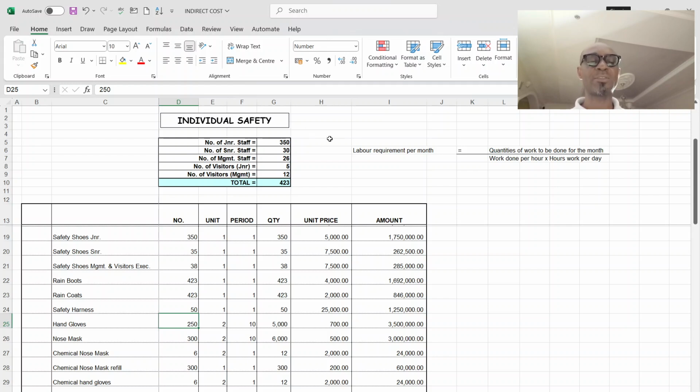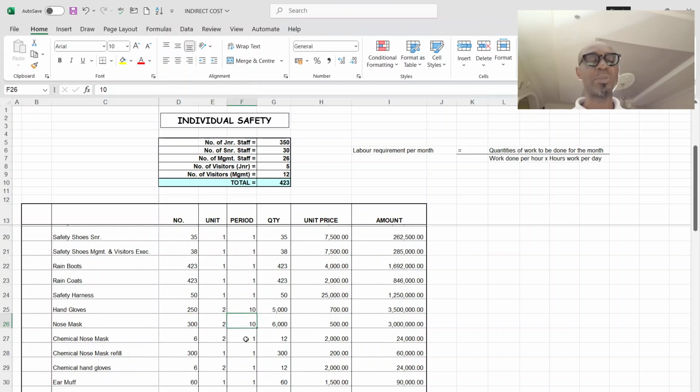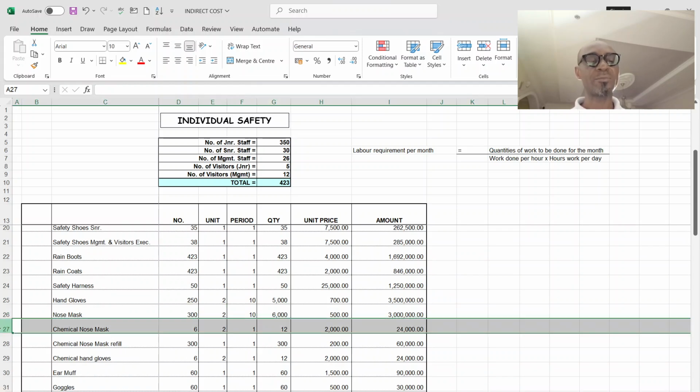You may ask why suddenly I had a period of 1 year here and now I'm changing to months. I'm changing to months because I'm expected to give them every month. They're supposed to get two hand gloves because the hand glove gets damaged easily. They cannot use one hand glove all through the month. So I made provision for 10 months, two numbers for 250 persons. The same thing for nose masks, 2 and 10 months.